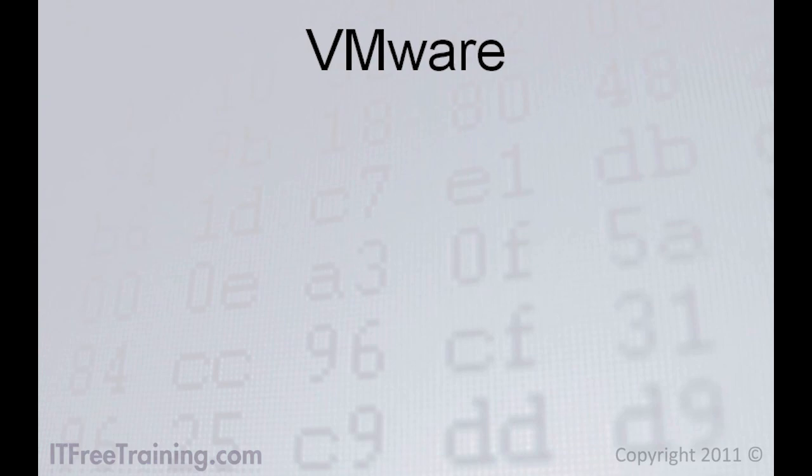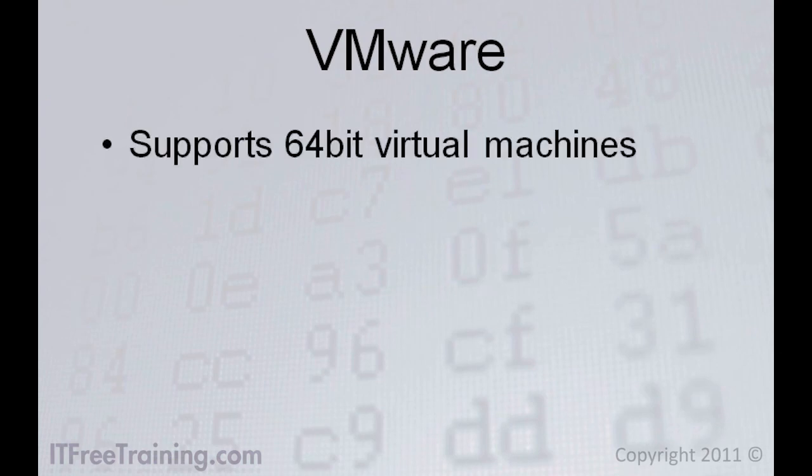However, in some cases, if you need to run 64-bit guests, VMware Server may be your only choice. Firstly, VMware supports 64-bit virtual machines. Hyper-V is the only Microsoft solution that runs 64-bit guests. If your hardware does not support Hyper-V, or you're not running Windows Server 2008, and you need to run 64-bit guests, then VMware is your only choice.